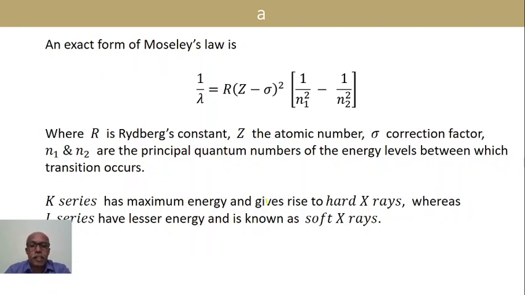K series has maximum energy and thus gives rise to the hard X-rays, but L series will have lesser energy compared to K and therefore will give rise to soft X-rays.